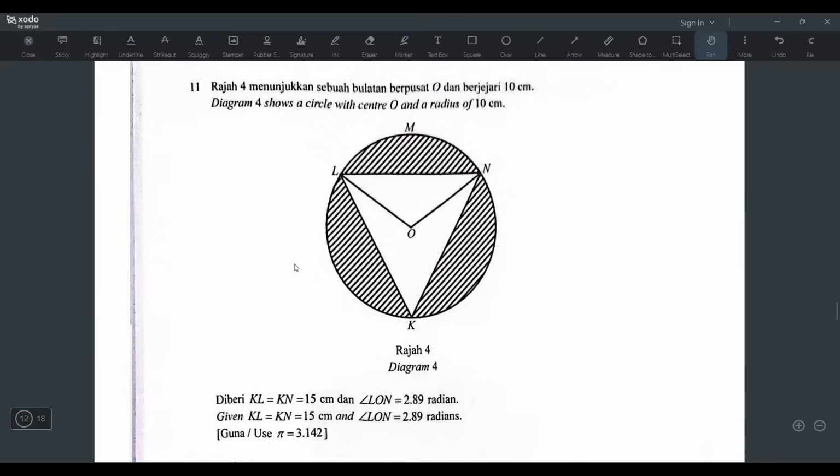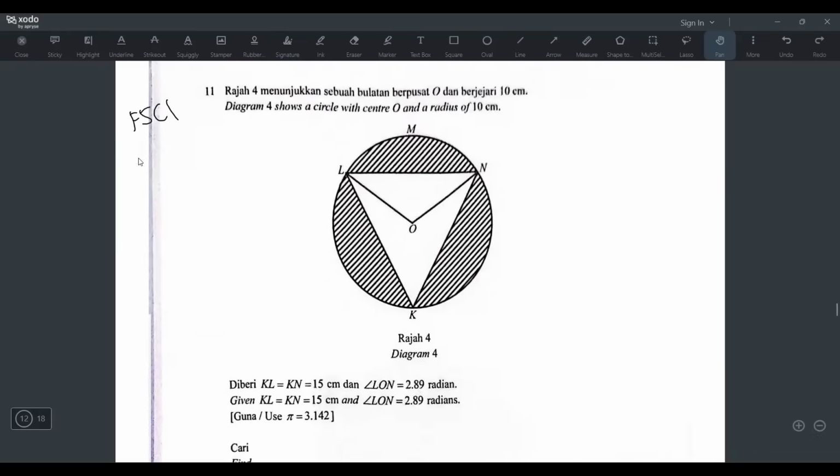Okay, let's do number 11. What chapter? This looks like circular measure from Form 5 chapter 1, in Malay, sukatan bulatan. Let's go. Diagram 4 shows a circle with center O, and the radius is 10 cm. Let's label it. Radius is from the center to the side of the circle, so it is 10, and to the other side is 10.